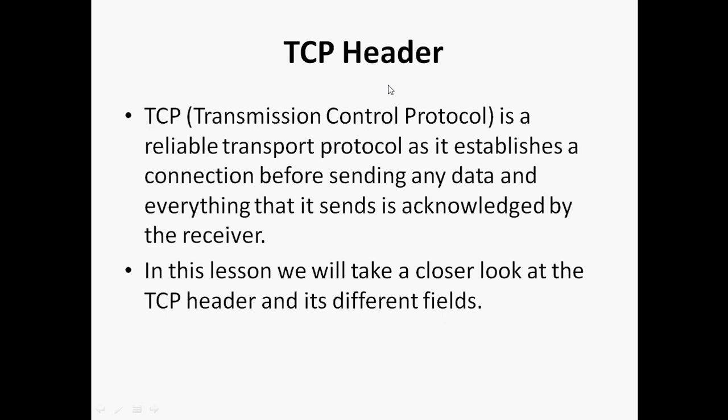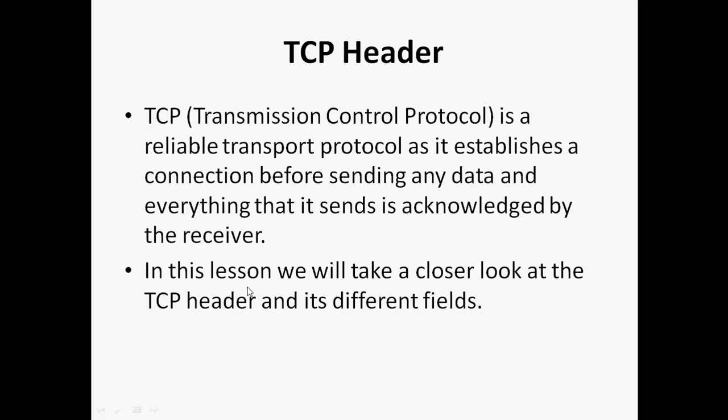The expansion of TCP is Transmission Control Protocol, a reliable transport protocol as it establishes a connection before sending any data, and everything that it sends is acknowledged by the receiver. In OSI layer 4, the transport layer, the TCP protocol comes under it. It's a reliable protocol, which means whatever data we send, we will get an acknowledgement from the receiver side.